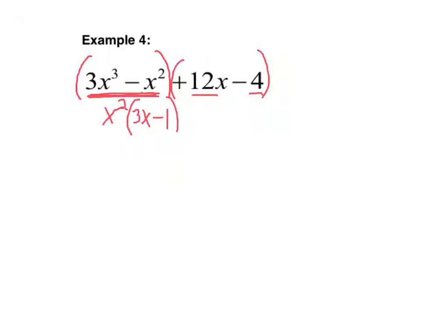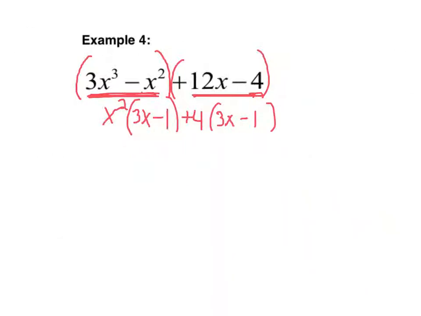Then I'm going to factor out on this side, and it looks like I can factor out a 4. So I'm going to factor out a positive 4, and then divide that out. So 12 divided by 4 is 3, bring down the x, and negative 4 divided by a positive 4 is negative 1. So notice again, when I factor it out, I end up with a 3x minus 1 and a 3x minus 1. They should match.